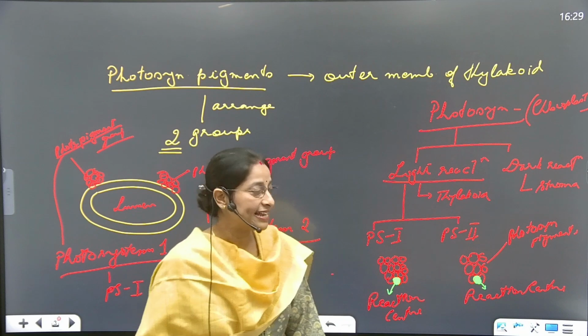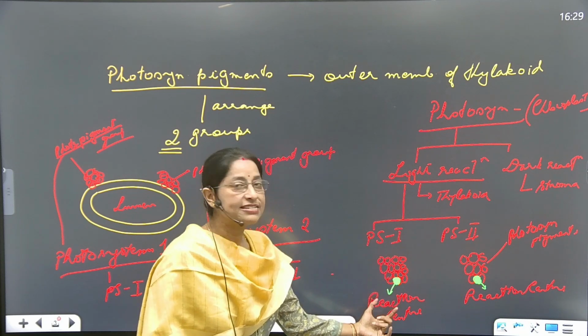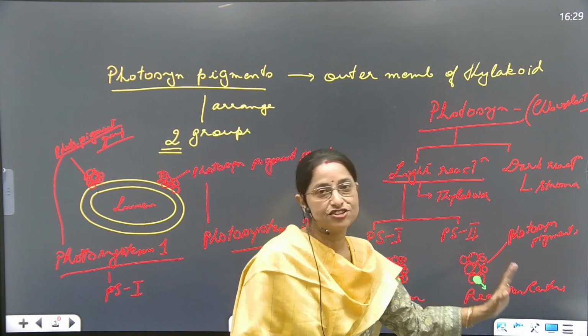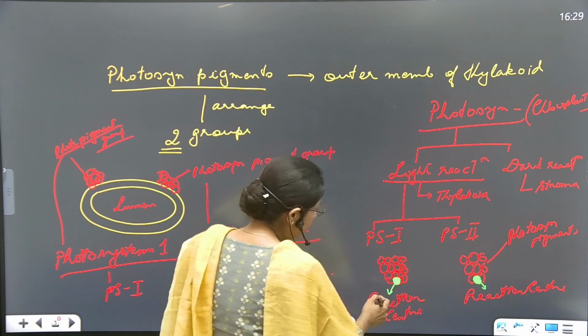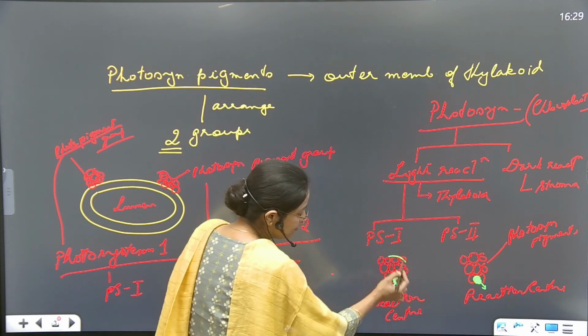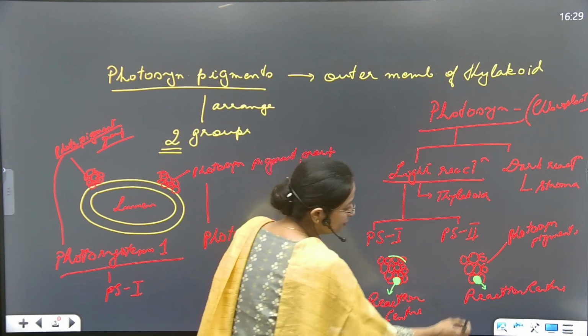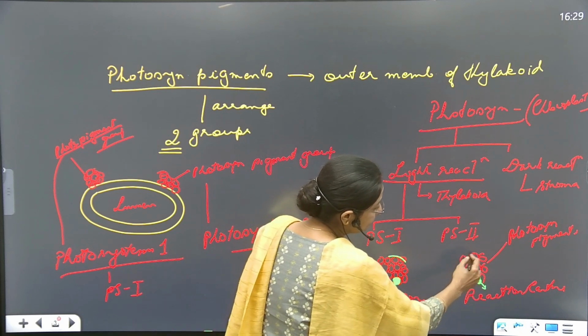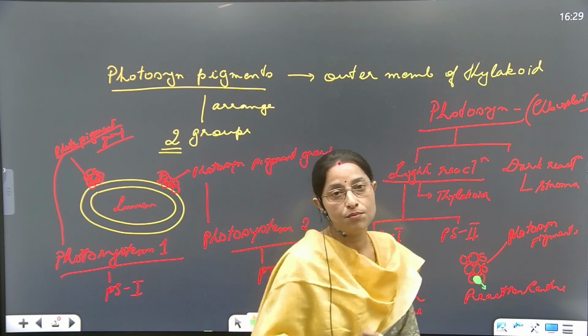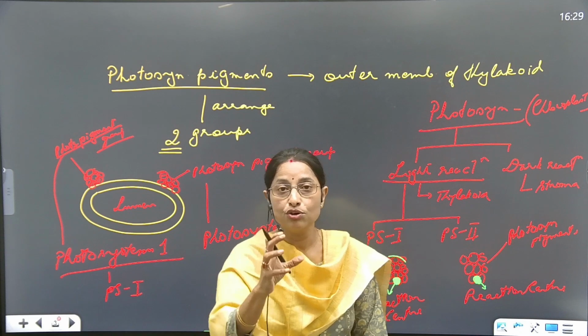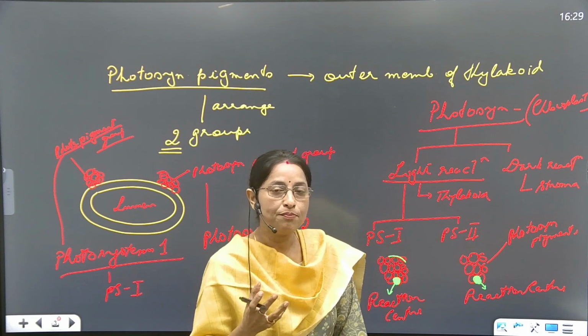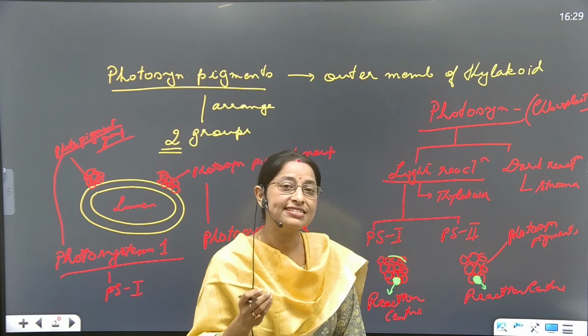So the question is: which forms the PS1 reaction center, and which forms the PS2 reaction center? As of now, talking about this reaction center, there are so many pigments, and one of them I have called the reaction center, right? Now the next point is what forms the reaction center. In photosynthetic pigments there is not one pigment, there is a group of pigments, and inside it, what will form the reaction center?